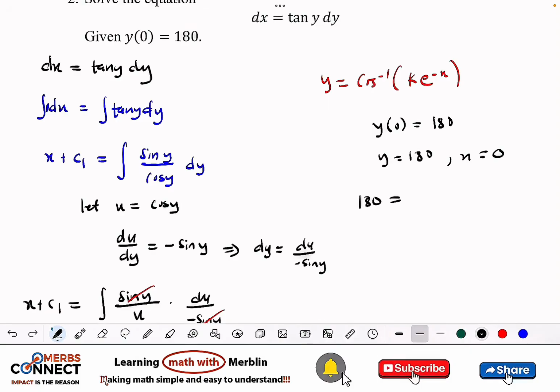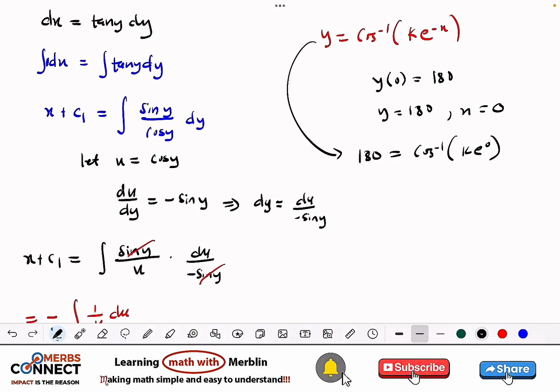180 is equal to, so from here, cos inverse of k e to the power 0. So let's reverse it back. Instead of finding the cos on the constant, let's reverse it back. So we are going to have cos 180 is equal to k e to the power 0. Now what is cos pi? I think cos 180 should be minus 1. Yes, minus 1, and this one will be k.